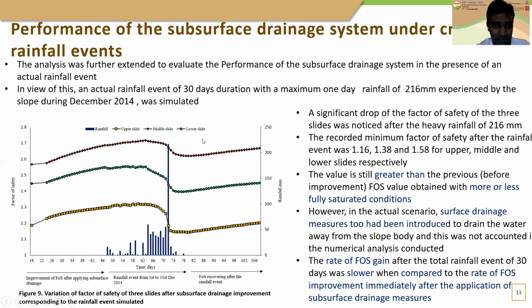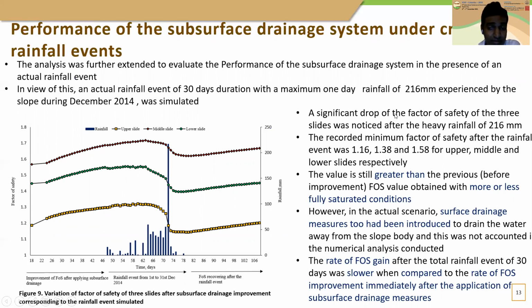So then the rectified slope with subsurface drainage measures was evaluated for an actual rainfall case. This is to investigate the adequacy of the installed drainage measures to maintain the stability during an actual rainfall event. So in view of that, an actual rainfall event was selected, which occurred during December 2014. Figure 9 shows the variation of the factor of safety of 3 slides with the rainfall event.